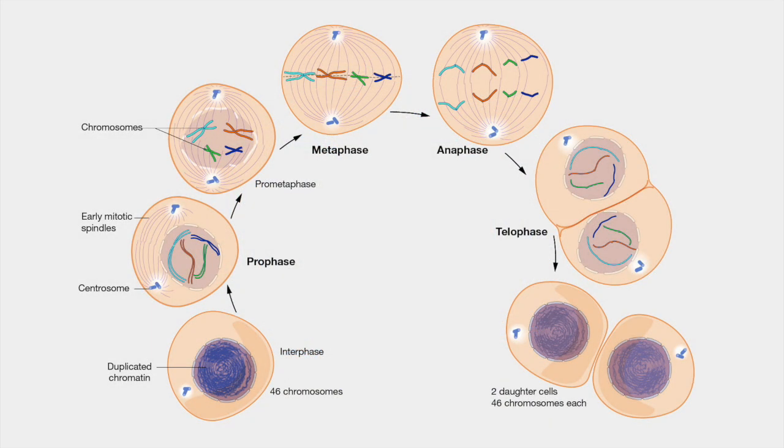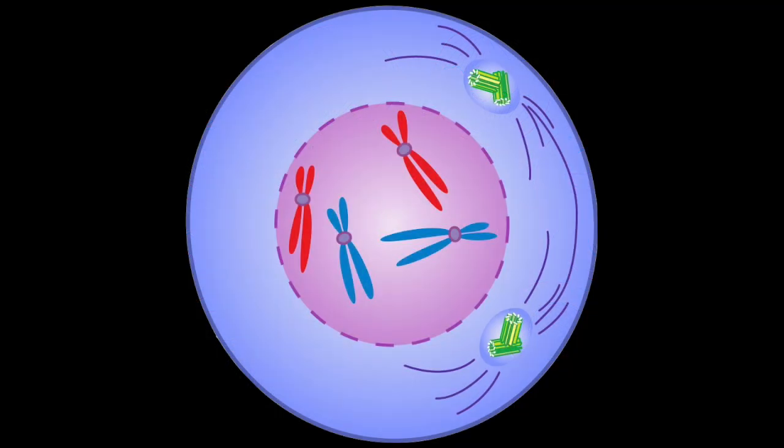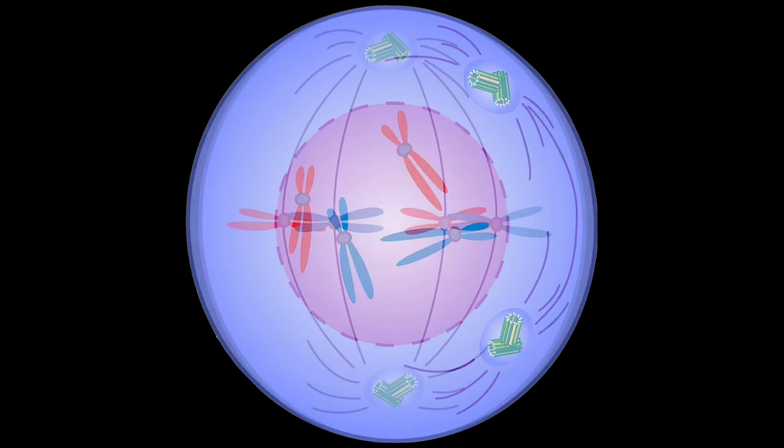There are 4 phases of mitosis: prophase, metaphase, anaphase, and telophase. Prophase is when chromatins condense into X-shaped chromosomes. Each chromosome is double-stranded and has 2 sister chromatids. The nuclear membrane and nucleolus disappear and spindle fibers appear.